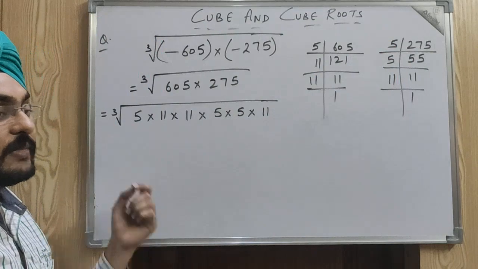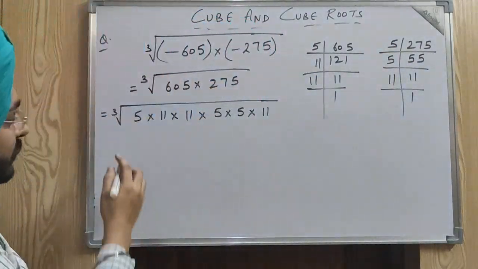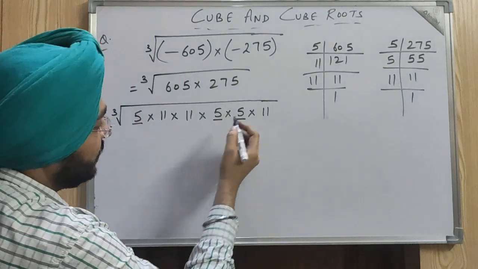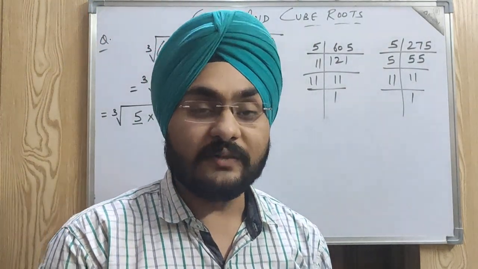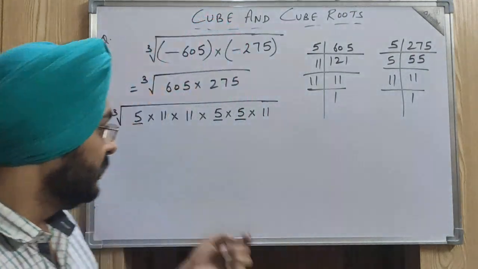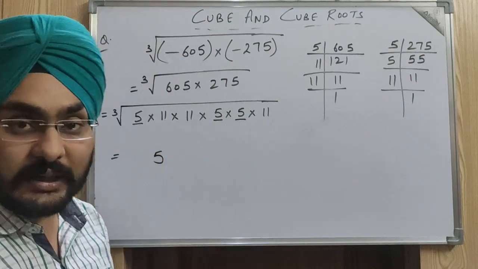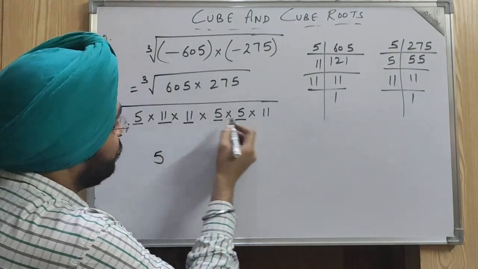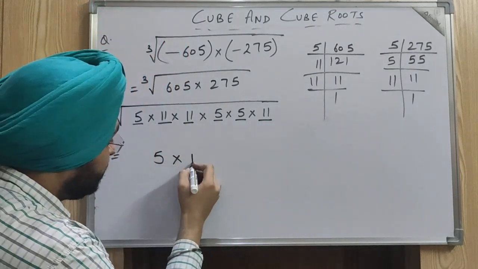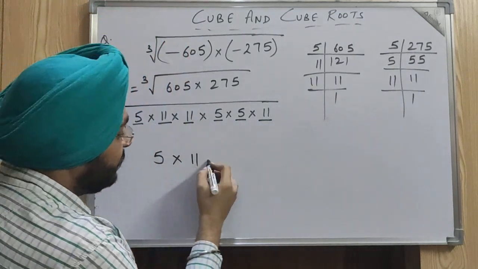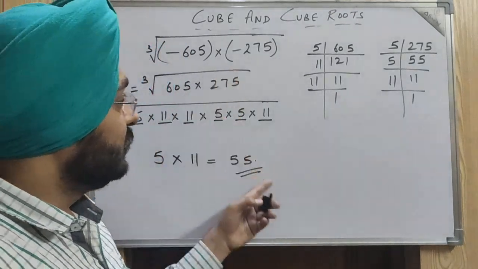Okay, now again start forming the triplets here. 1, 2, 3. The triplet of 5 is formed or not? Triplet means a group of 3 equal numbers. So the triplet of 5 is formed, and you can take it out directly. 1, 2, 3. The triplet of 11 is also formed, and it can be written directly. That is 11. So 5 into 11 will be what? 55. In this way you can solve for the value.